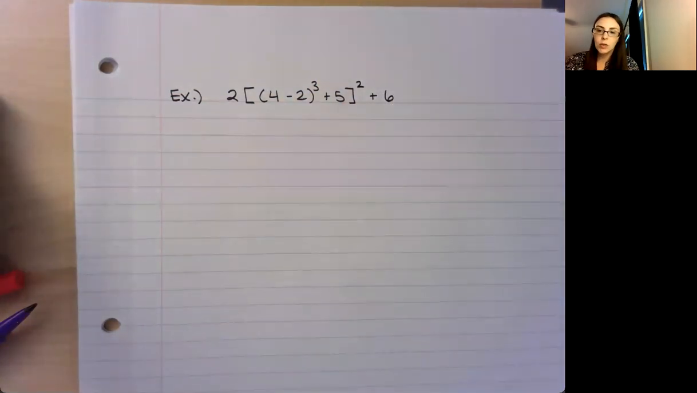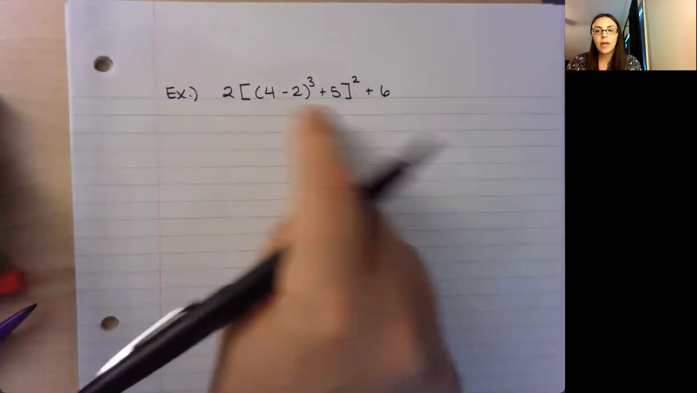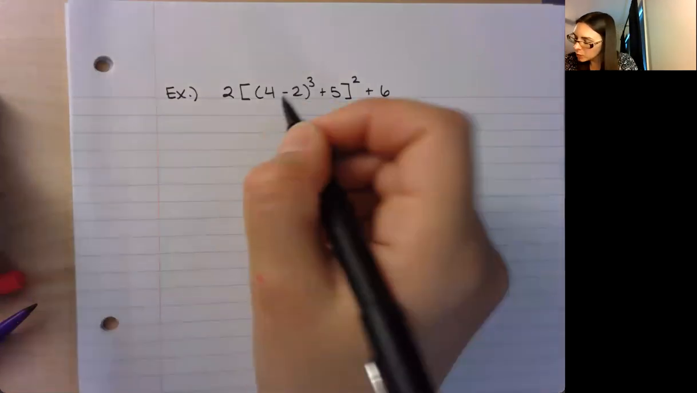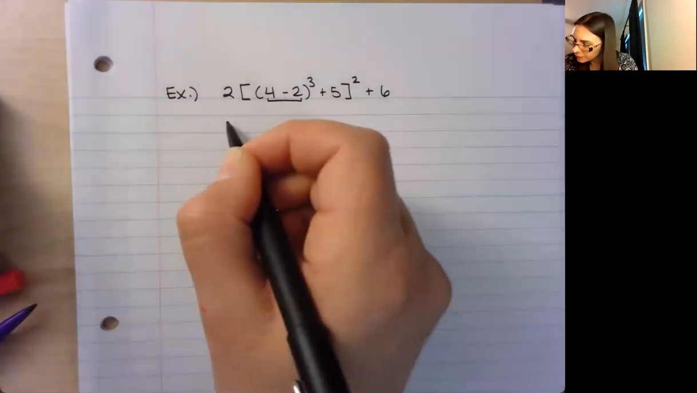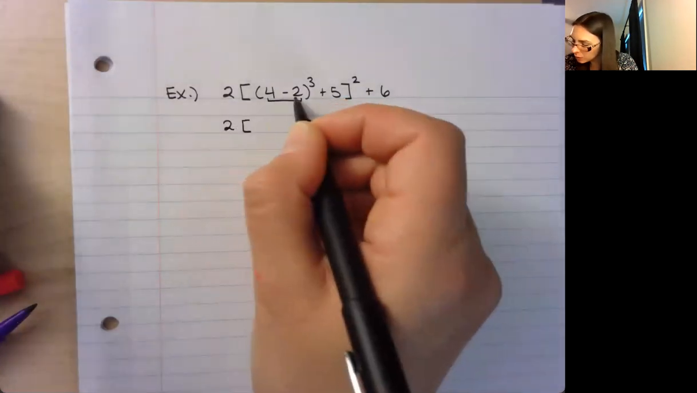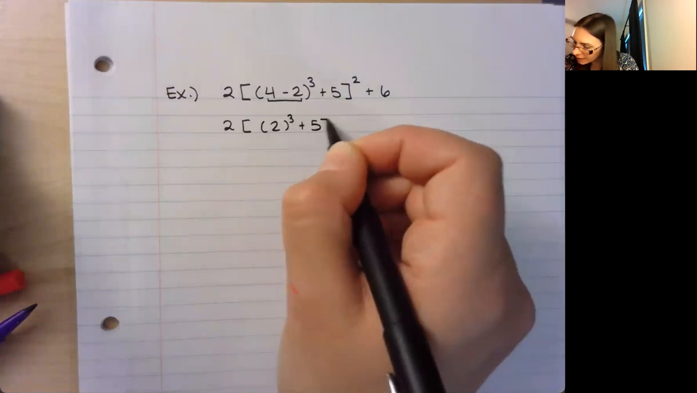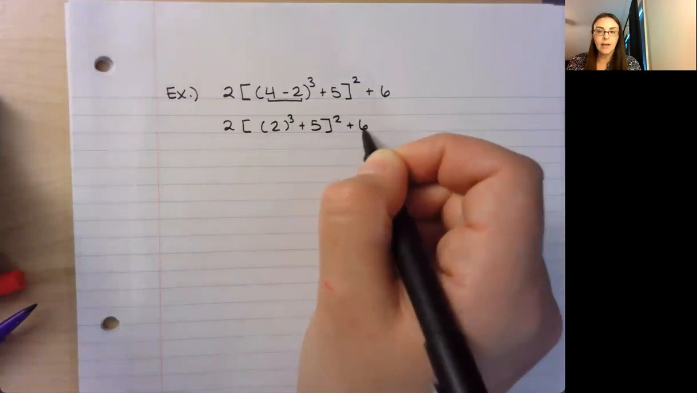All right, so here I have two sets of grouping symbols. I have parentheses and I have brackets. When you have two sets of grouping symbols and one is inside the other, then you have to just do inner to outer. So I'm going to start with the innermost one first. 4 minus 2 is 2. Notice that I'm just rewriting everything else exactly the same. I'm just doing one little step at a time.